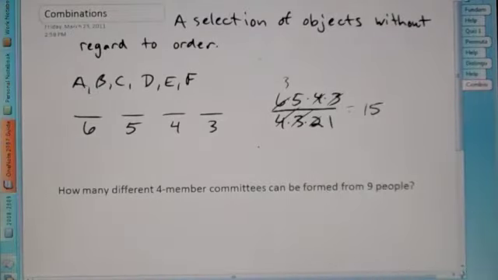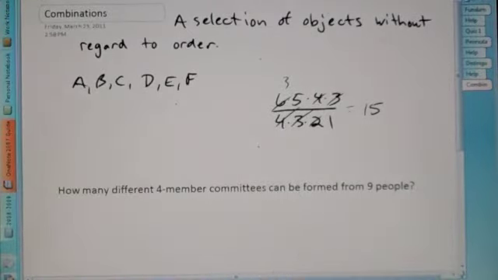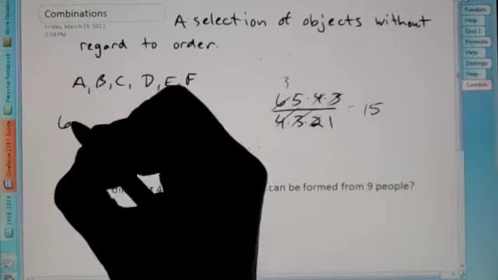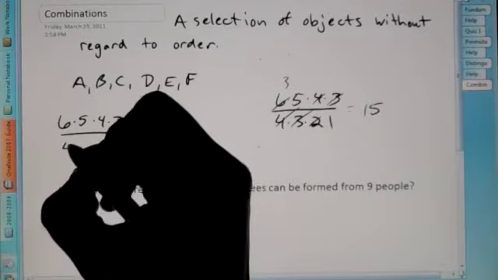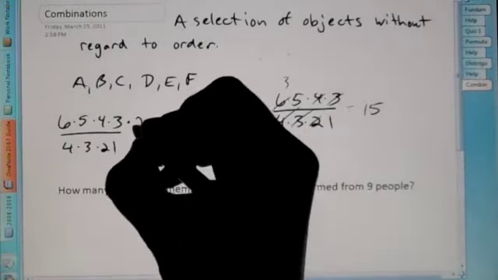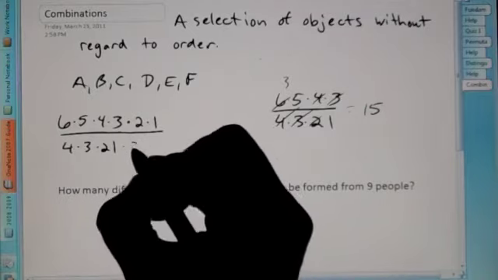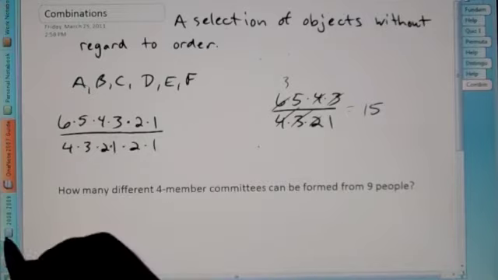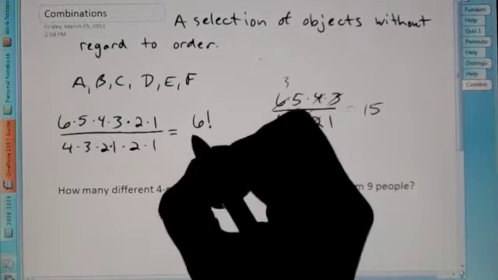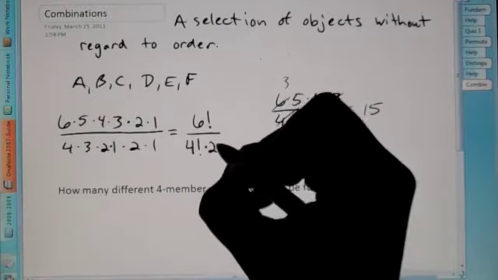The question is, can we come up with a little formula or identity for this? We did 6, 5, 4, 3 on top, and on the bottom we did 4, 3, 2, 1. If we add on 2, 1, we can write this as a factorial. And remember, you can multiply anything on top as long as you multiply the same thing on the bottom. So 6, 5, 4, 3, 2, 1. Now we can rewrite this as 6 factorial over 4 factorial times 2 factorial.